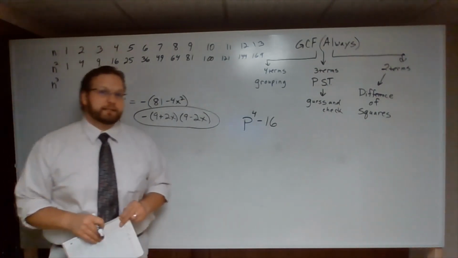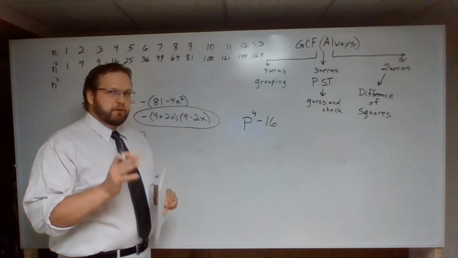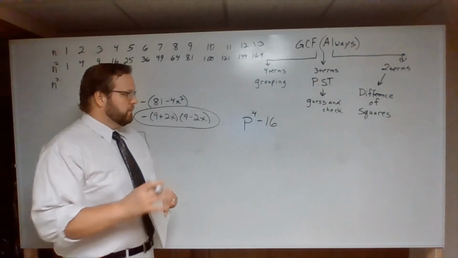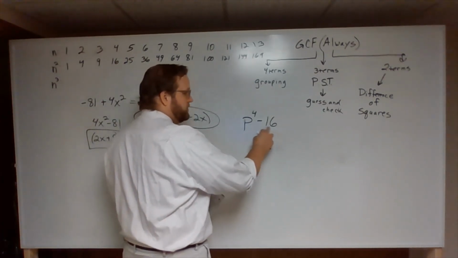p to the fourth minus 16. Okay, seems pretty simple at first. However, watch how this evolves. First of all, no GCF. Secondly, this is a difference of two squares.